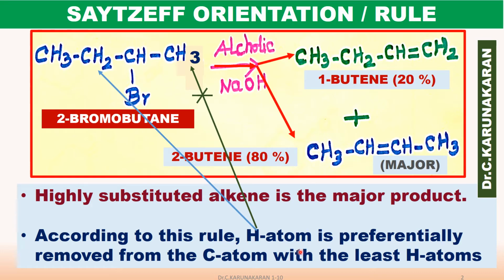According to this rule, the hydrogen atom is preferentially removed from the carbon atom with the least number of hydrogen atoms. This is a dehydrohalogenation reaction. So there are, as you will see in the next slide, two possibilities.